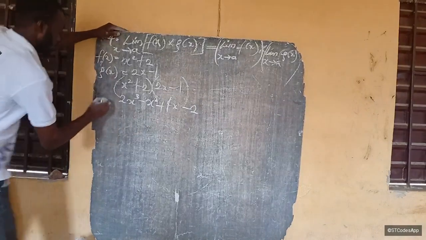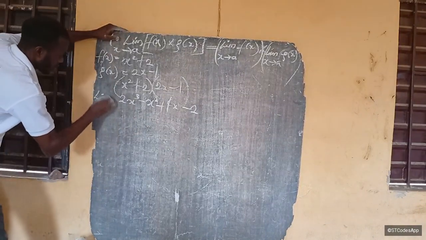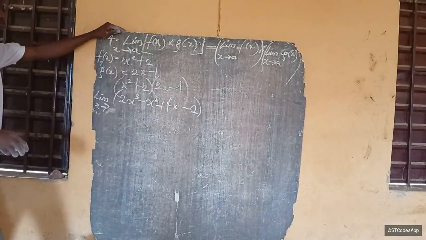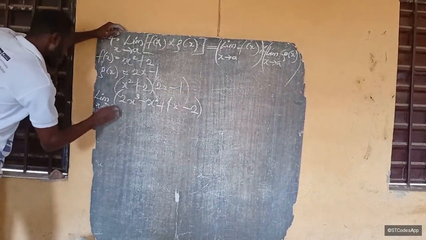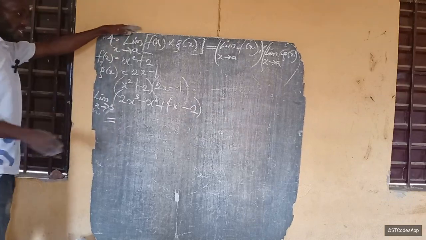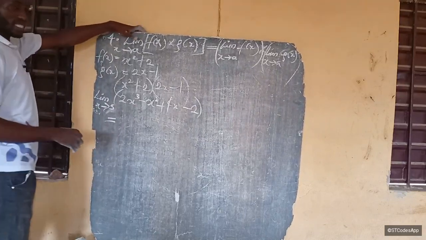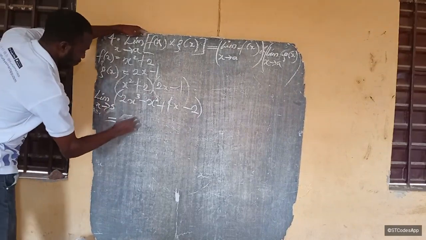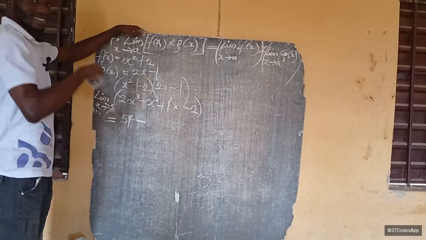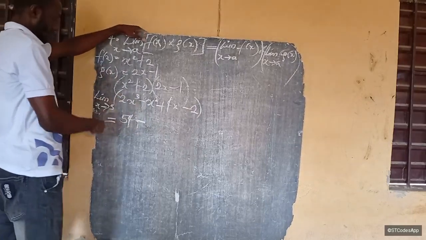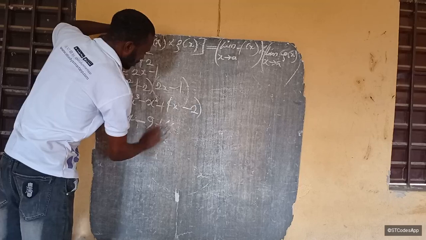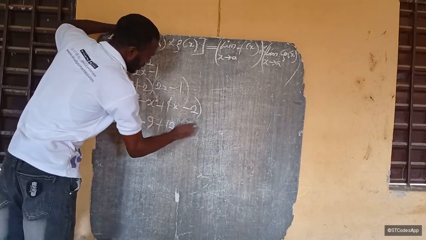So the limit of this as x approaches, let's use 3, as x approaches 3 will be what? It will be equal to 3 cubed. That will be 3 by 3 by 3 is 27. 27 by 2 is 54, minus x squared, that's 9, plus 4 times 3, which is 12, minus 2.